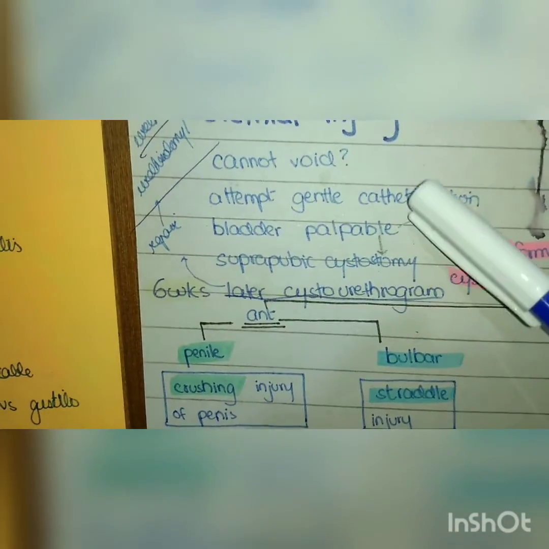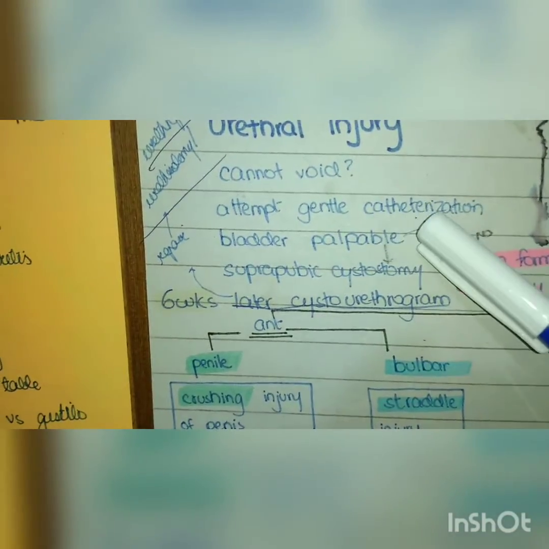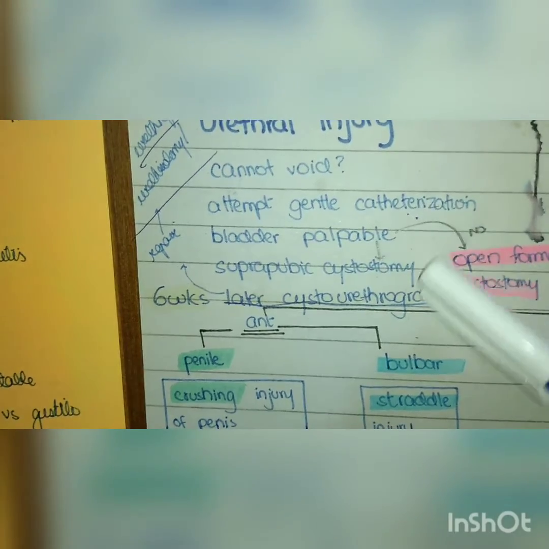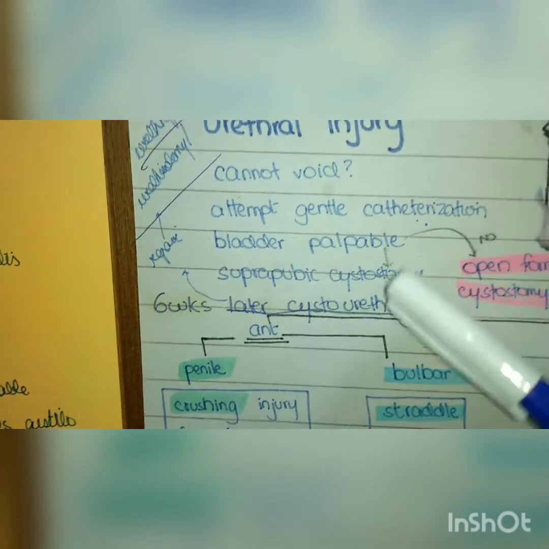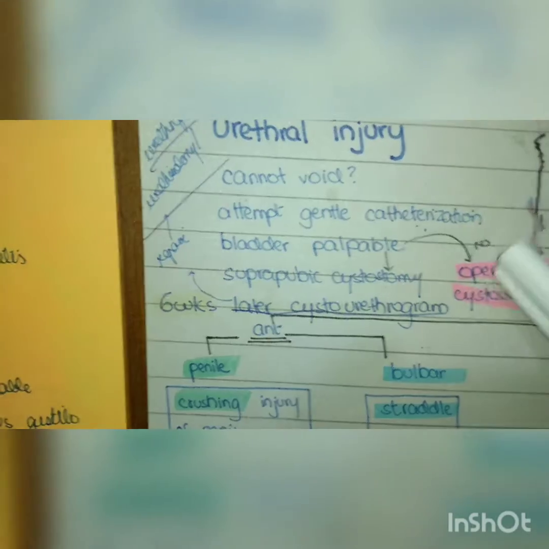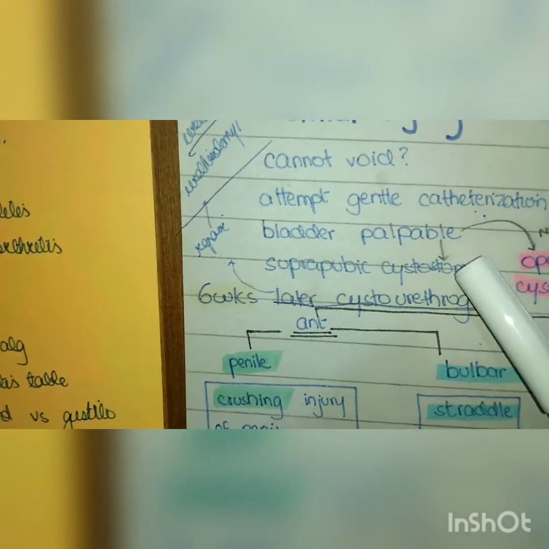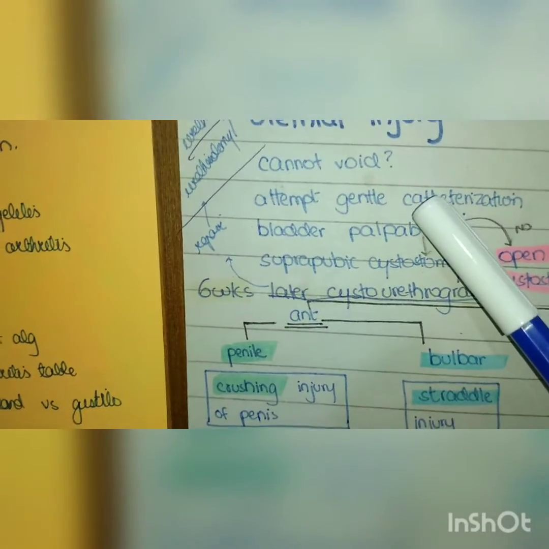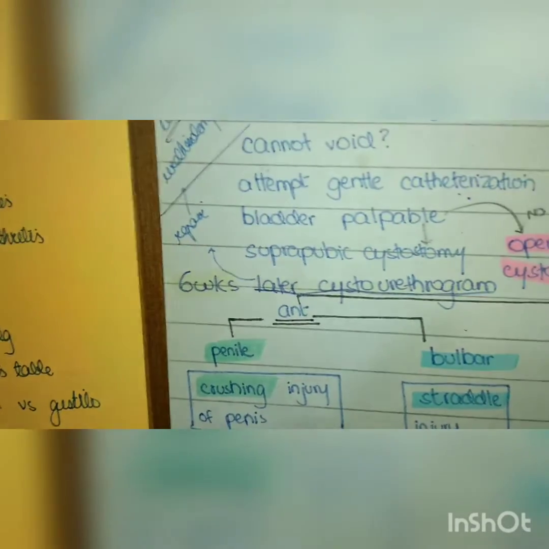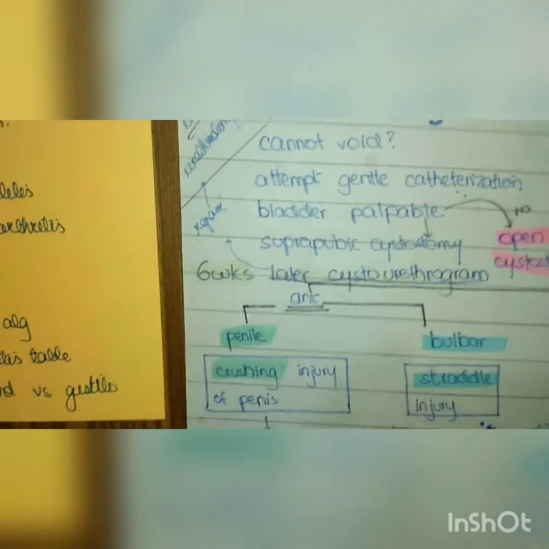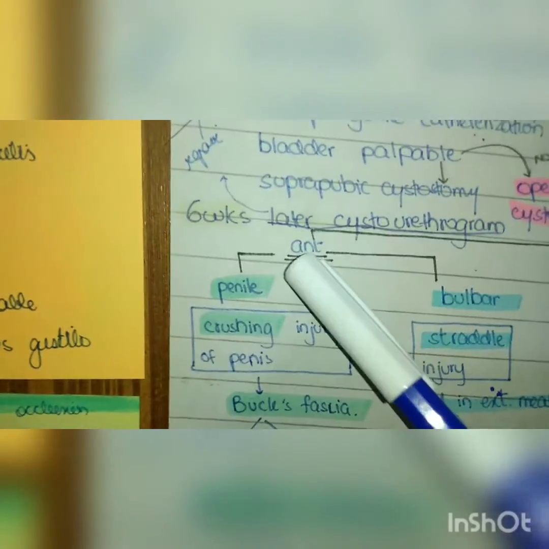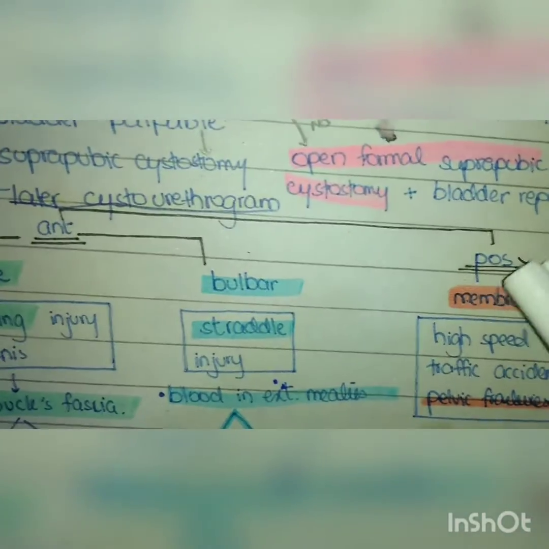The urethra would be further damaged because of catheterization, and you would have to do a surgical repair of the patient later, which would create a lot of complications. So, always attempt gentle catheterization. If they fail, go for a suprapubic cystostomy. Always. Never try to force a Foley's catheter into the urethra. Never do that. Now, whether the anterior urethra is damaged or the posterior urethra is damaged, we are just going to discuss that.